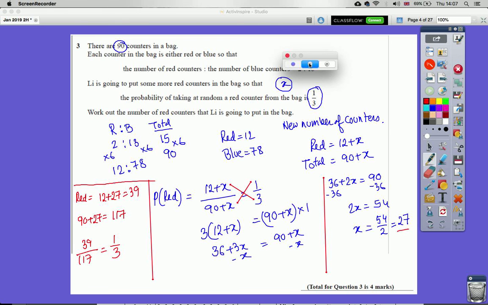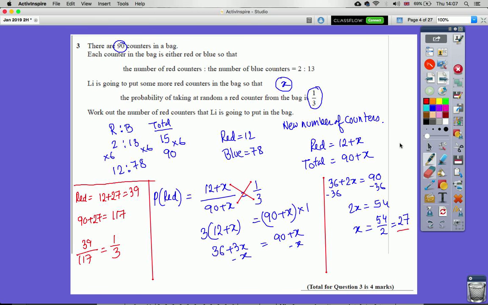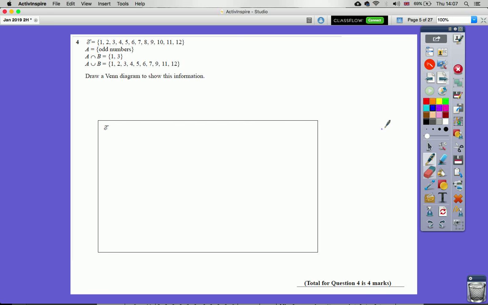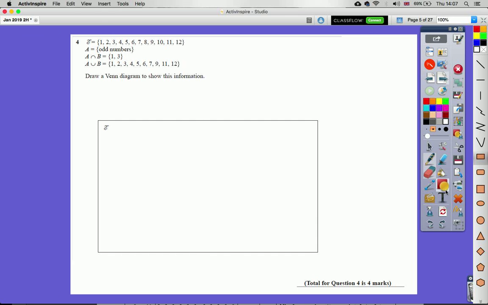Let's move on to the next question. Now in this question they said the universal set is 1, 2, 3, 4, 5, 6, 7, 8, 9, 10, 11, 12. A is odd numbers, A intersection B is 1, 2, 3, and A union B is 1, 2, 3, 4, 5, 6, 7, 9, 11 and 12. Draw a Venn diagram to show the information.